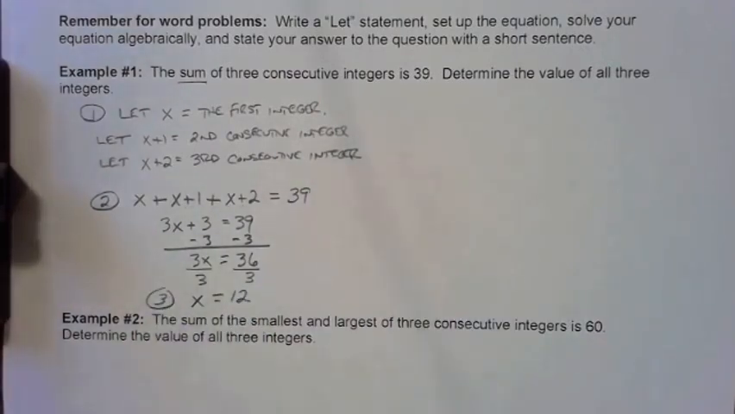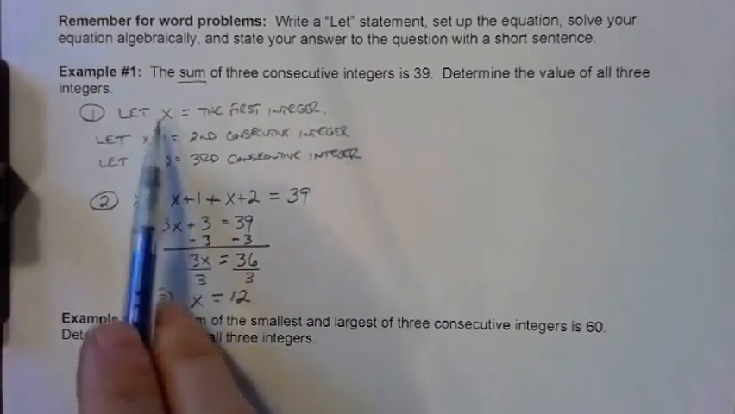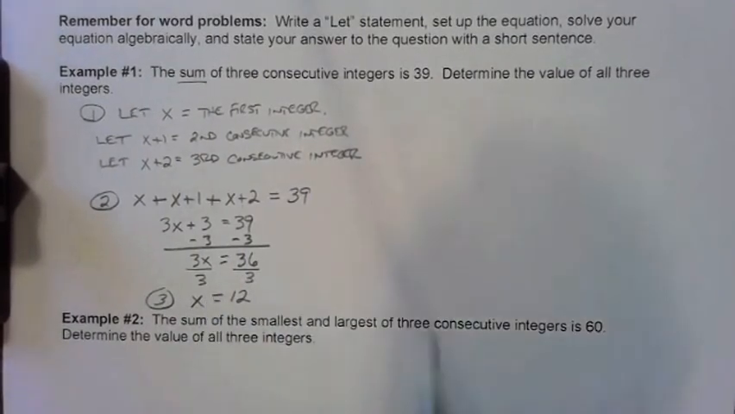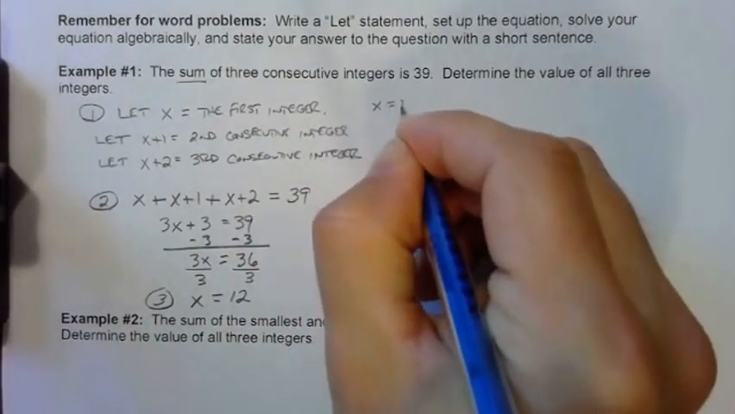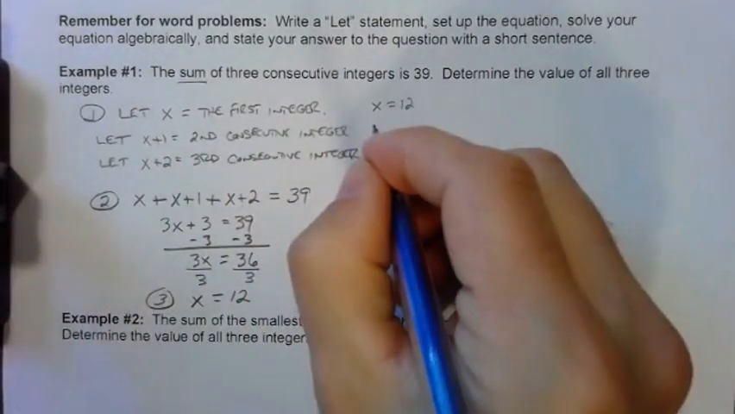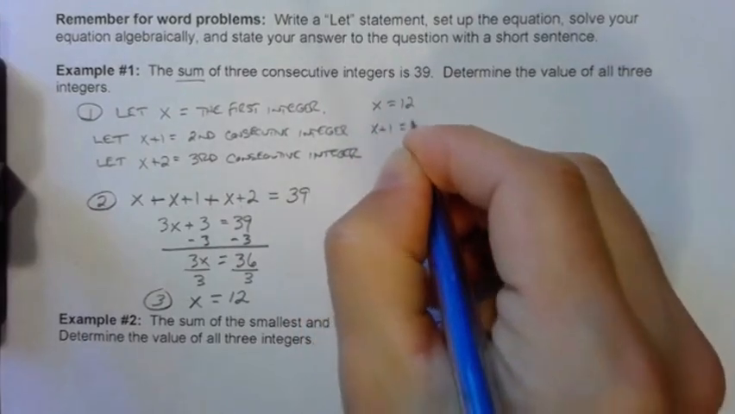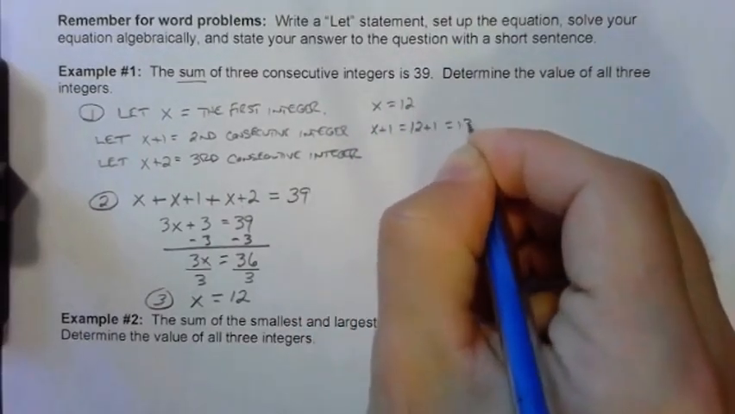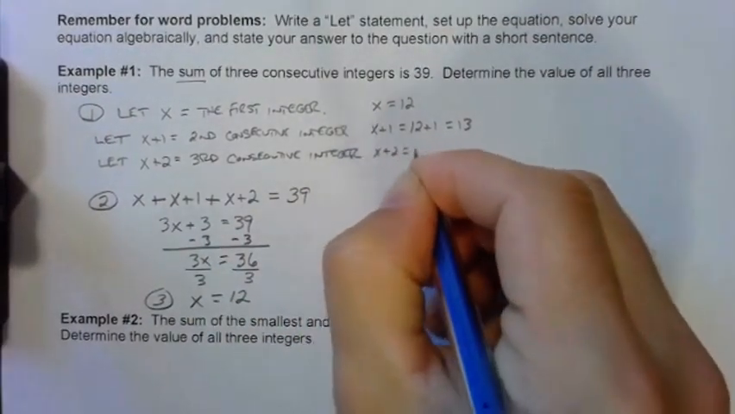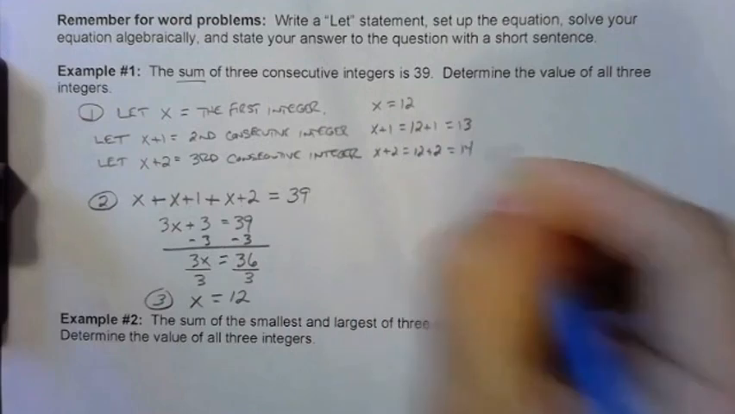And so that was the third thing that I needed to do. And now the last thing I need to do, I need to determine the value of all three of the integers. Well, x was my first integer. x, I just found out, was equal to 12. So x equals 12. x plus 1, my second integer, is just one more than that. x plus 1, all I'm going to do is 12 plus 1, which is 13. And then finally, x plus 2 becomes 12 plus 2, which is equal to 14.